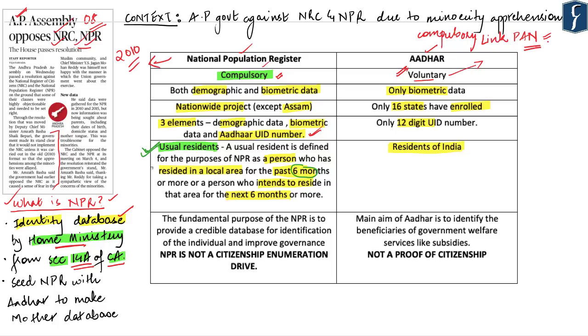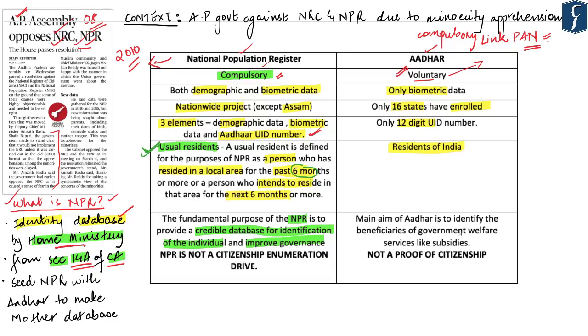Next important difference is with respect to the intention or the purpose behind these two. Now, the fundamental purpose of the NPR is to provide a credible database for identification of the individual and to avoid all the shortcomings in the existing database. And creating this credible database of all the residents in our country will help to improve the overall general governance.